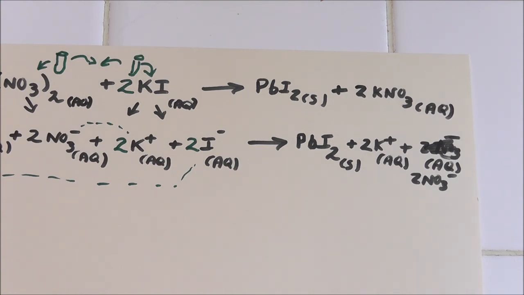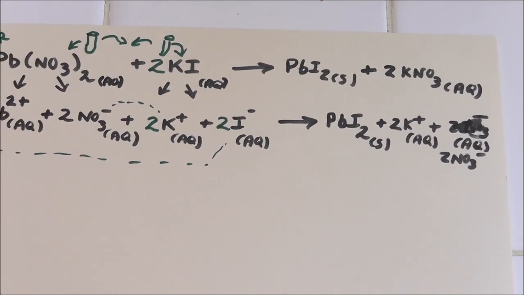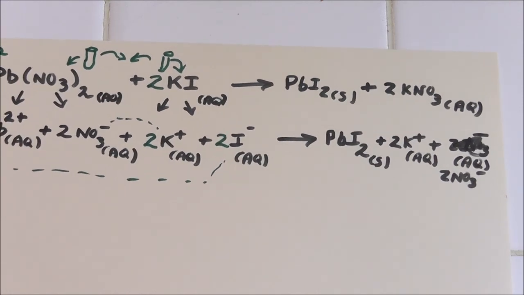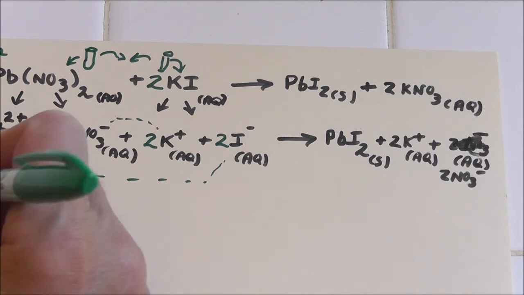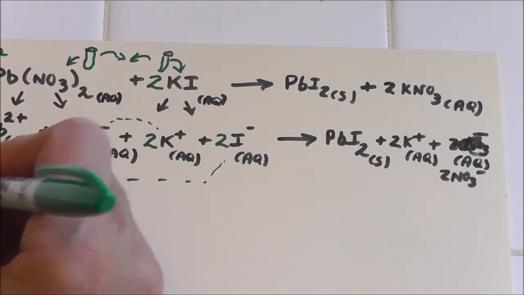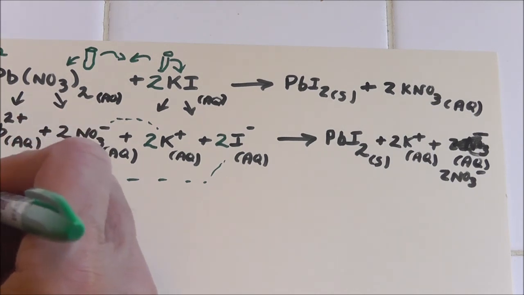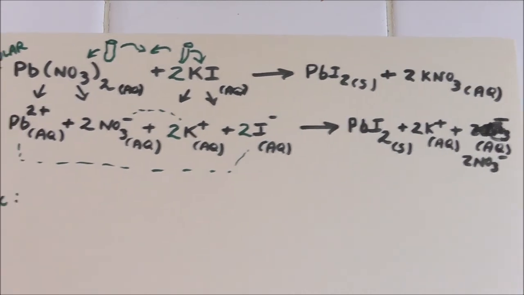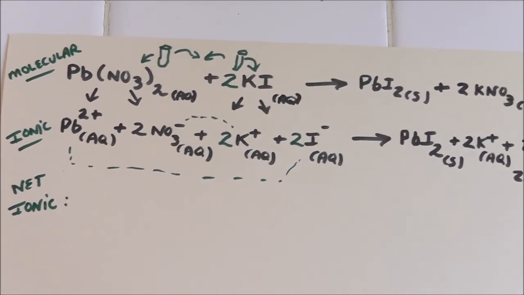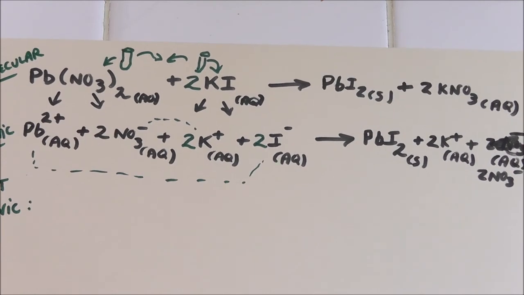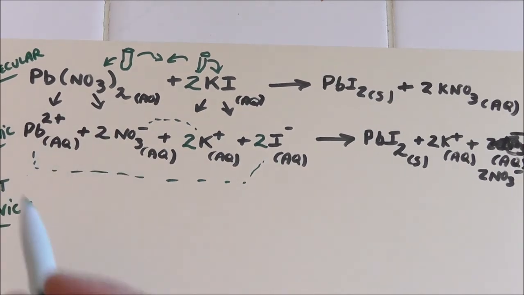Now let's talk about what happens next. Sometimes they ask for something called the net ionic form. What's the net ionic form? That is where you just show only what is changing. So let's kind of recap.